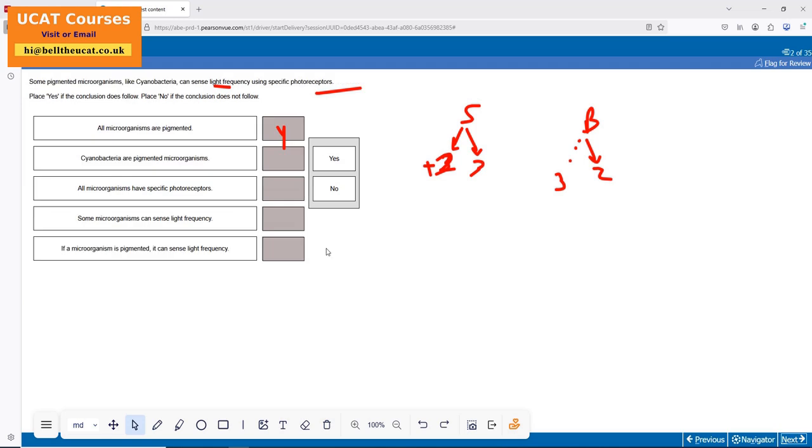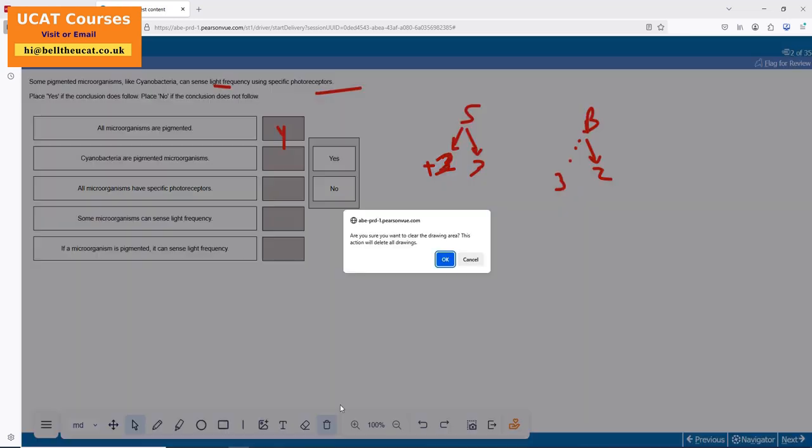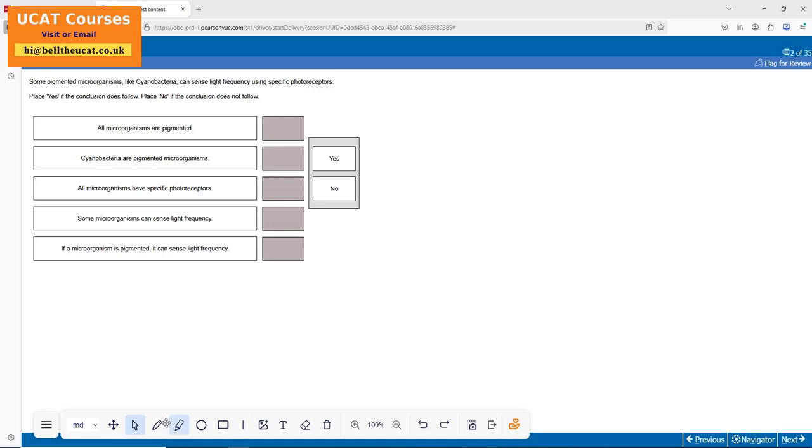Ready? Okay, here we go again. Now, bin it. Again, here we come. Some pigmented microorganisms. So microorganisms can be pigmented, or cannot be pigmented. Some of the pigmented ones can sense light frequency using photoreceptors. Cyanobacteria is an example of this one. Boom. Finito.